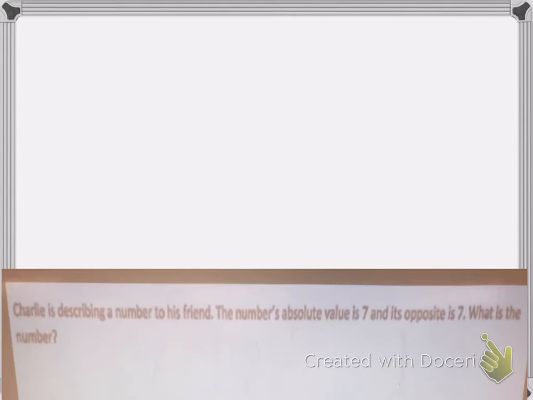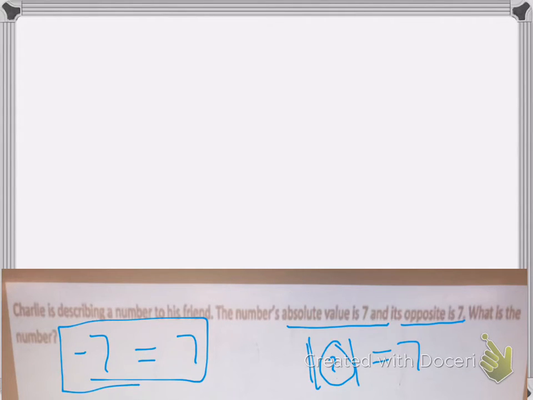All right. Next question. It says Charlie is describing a number to his friends. The number's absolute value is 7. So the absolute value of the number equals 7. Well, we know that that could be positive 7. We know that that could be negative 7 on the inside, but we're not sure. Okay? It says its opposite is 7. Well, what's opposite is 7? Well, the opposite of negative 7 is 7, right?